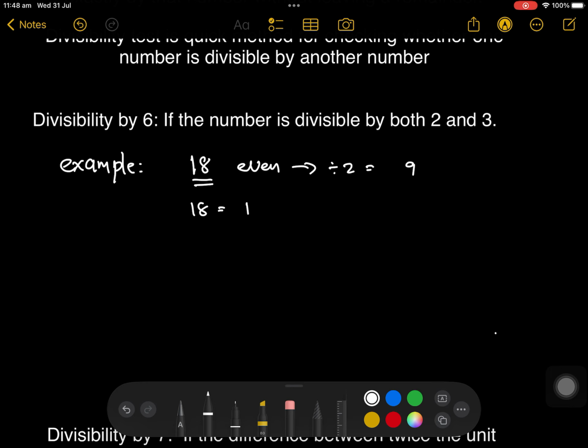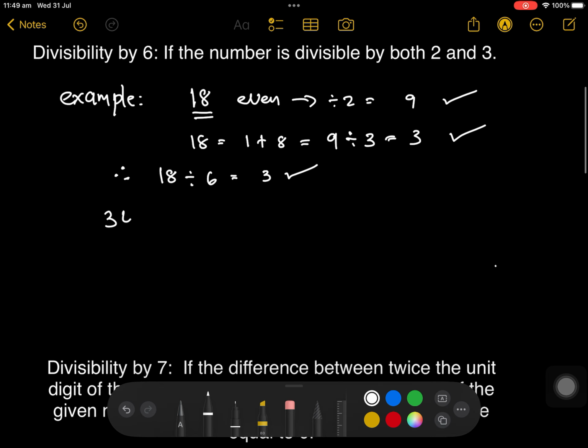And if a number is divisible by 3, the sum of the digits must be divisible by 3. So for 18, 1 plus 8 is equal to 9, and 9 is divisible by 3. Therefore, 18 is divisible by 6 by simply applying the rules in divisibility by 2 and by 3. So 18 divided by 6 is 3, and that is correct.